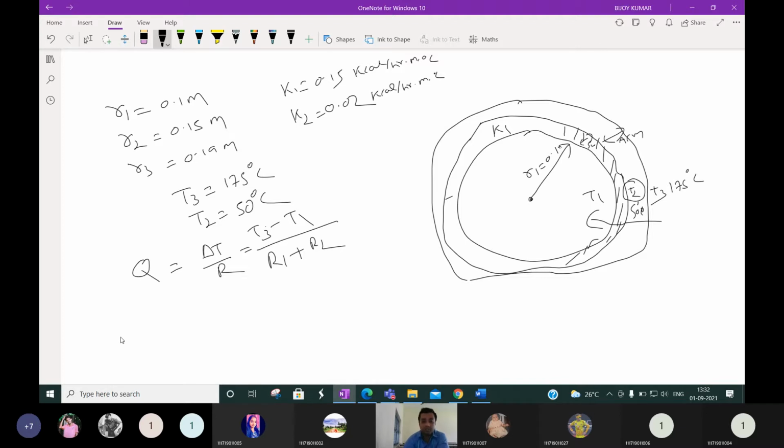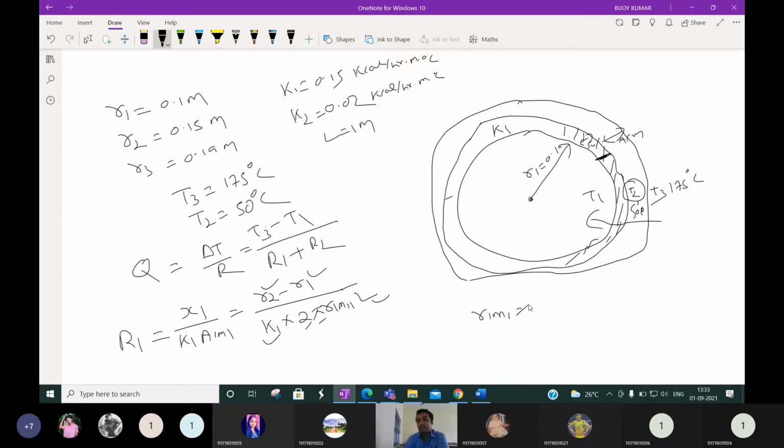So what is R1 then? R1 is nothing but X1 by K1 into ALM1. X1 is the thickness of the first cylinder, which is R2 minus R1 by K1 into ALM1, meaning 2 pi RLM1 into L. Suppose L is 1 meter. Here R2 is given, R1 is given, K1 is given, 2 pi you know, L is given.